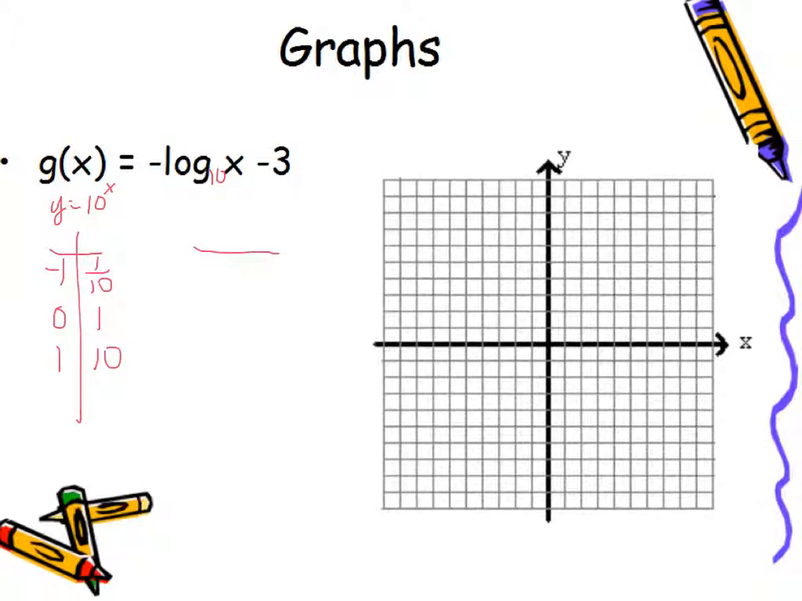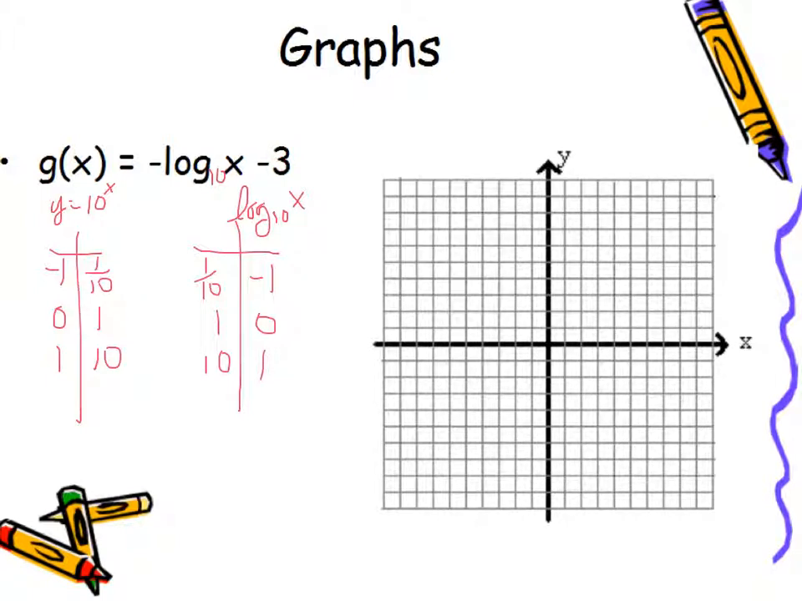Okay, so then what I'm going to do is I'm going to flip-flop all of those x's and y's. So then I'll have my log base 10 of x. So 1, 0, and 10, 1. Okay, now there's a couple ways to do this. You could just go plot those and then do all of your transformations. This negative here is going to reflect it over the x-axis. It's kind of like on a parabola. When you have a negative out in front, it flips it upside down. So that will flip it over the x-axis. And then this minus 3 is out at the end, so that's going to take it down 3.